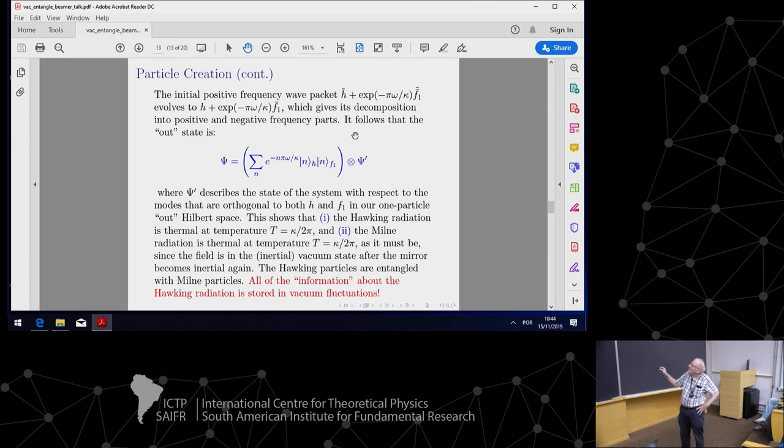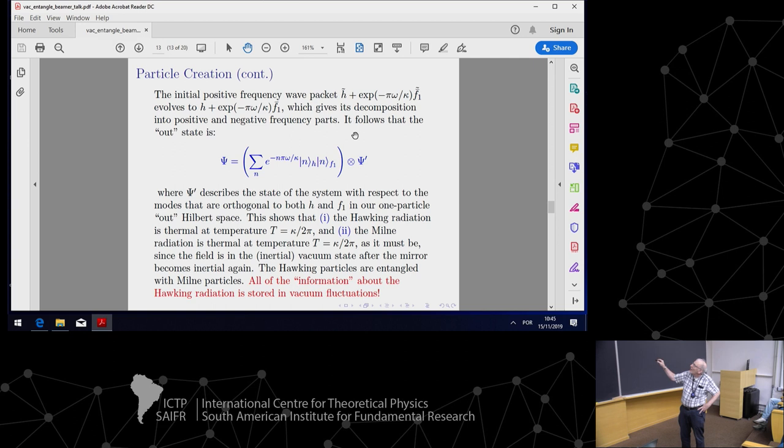Okay, so this is really nice, and this is what Hoda, Schutzhold, and Unruh were talking about when they said that there were partner particles which were really vacuum fluctuations. Now I can say that very precisely. These partner particles of the Hawking particles are Milne modes. They are Milne particles, but Milne particles are or can be vacuum fluctuations. So, to illustrate or explain what I'm talking about here, let's look at what the state of the system is with respect to the Hawking particle mode.